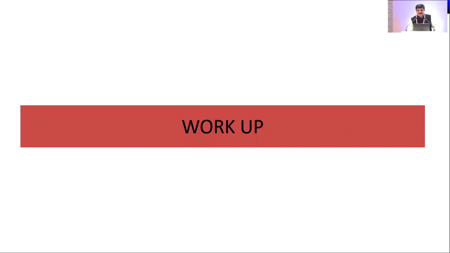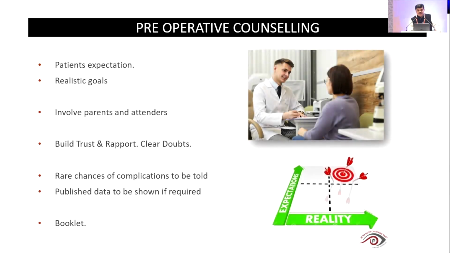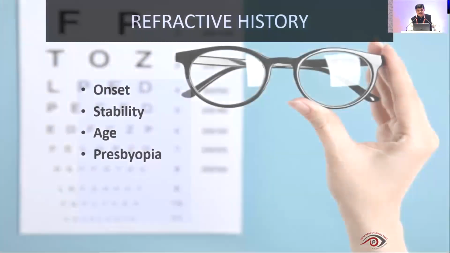Coming to the main step, workup. History, examination, investigation and planning are very important. Preoperative counseling is always very important. Always involve parents and attenders, and build trust with the patient, which is very important. You can show them booklets of previous results. Then you need to ask the occupation of the patient also, which is very, very important.